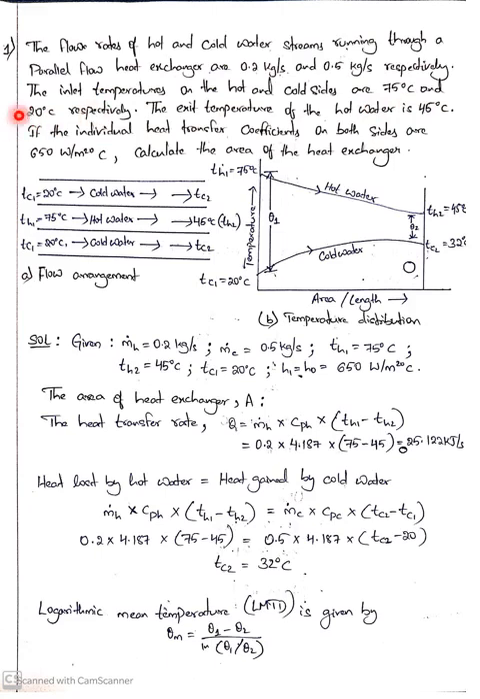The exit temperature of the hot water is 45, he has given the exit temperature, that means TH2. If the individual heat transfer coefficients on both sides are 650, what is the overall heat transfer coefficient U? He is asking to calculate the total area of the heat exchanger which is required for this amount of heat exchange. So the unknown value is TC2, right? Just write down the values.